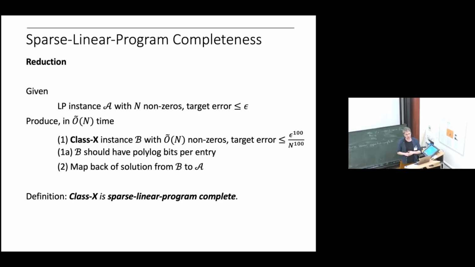This is not so clear from reading our paper or Itai's that this might be a very general phenomenon, because the reductions are very ad hoc. But I'll show you at the very end, the last slide, that in fact there is like a very, very easy linear program that is sparse linear program complete. And so there should be a lot of other linear programs that can express that one.